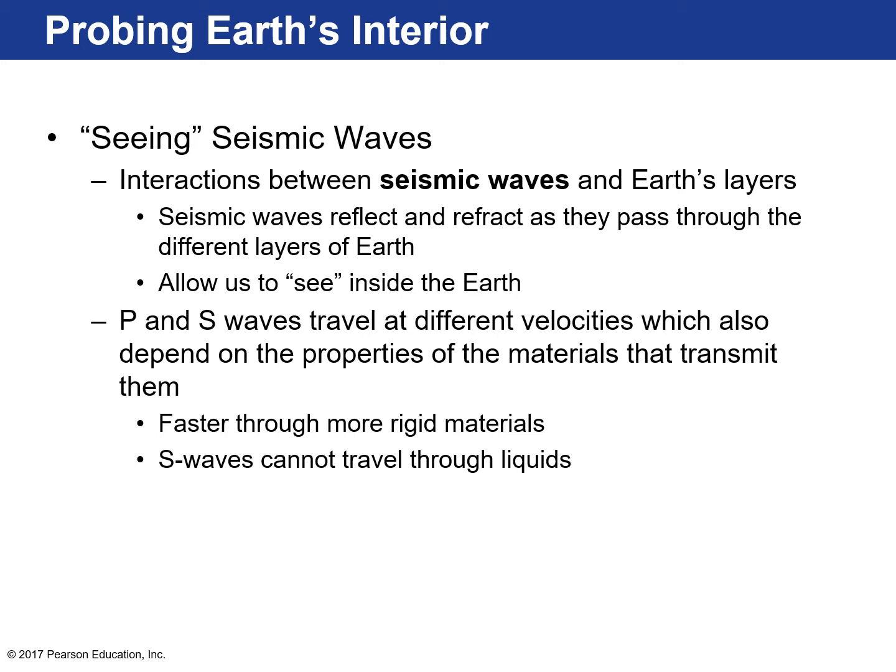Seismic waves also reflect and refract as they pass through different layers of the Earth. This also gives us information about those layers. P and S waves, as we already know, travel at different velocities. Depending on the properties of the material they transmit through, their velocities will go up and down. The velocities of these seismic waves increase through more rigid materials. And an interesting property of secondary waves is that they cannot travel through liquids.